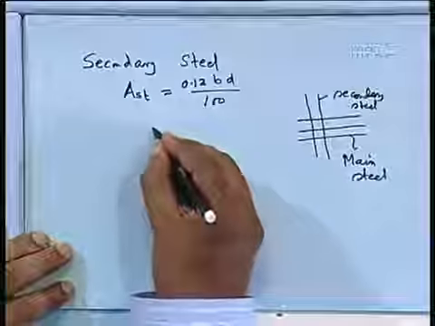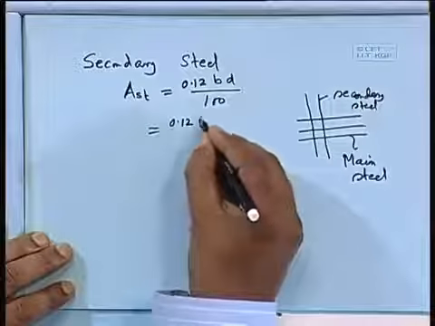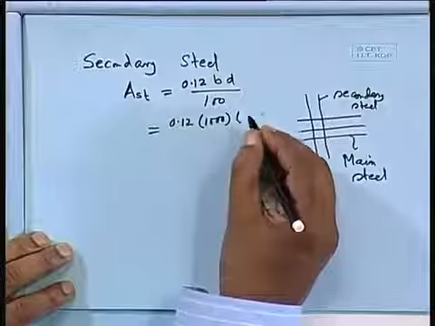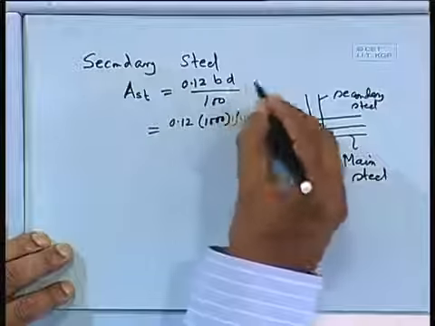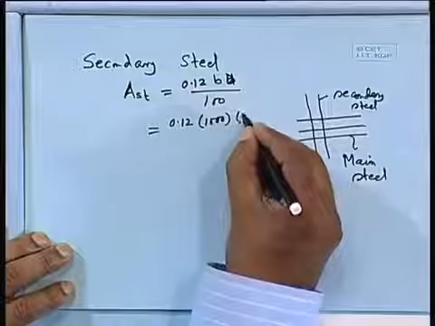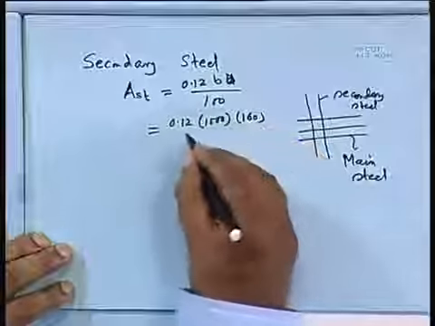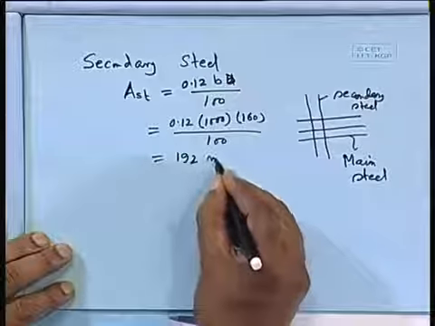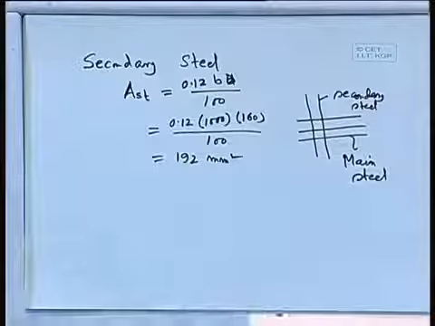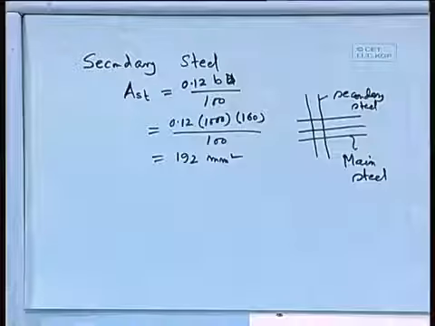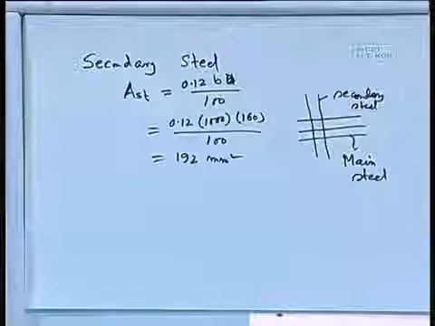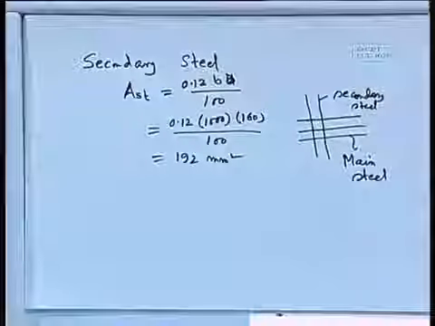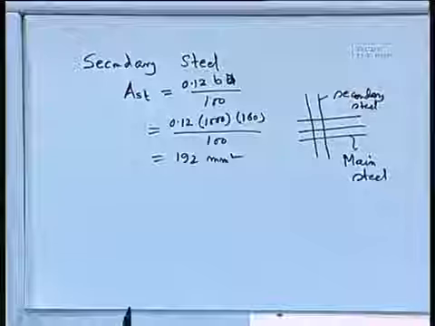So 0.12 percent comes as 0.12 times 1000 times, sorry, this is your overall depth, 160, divided by 100, equals 192 square millimeter. Let me check it once more. So we are getting 0.12 times 1000 times 160 divided by 100, okay, 192.